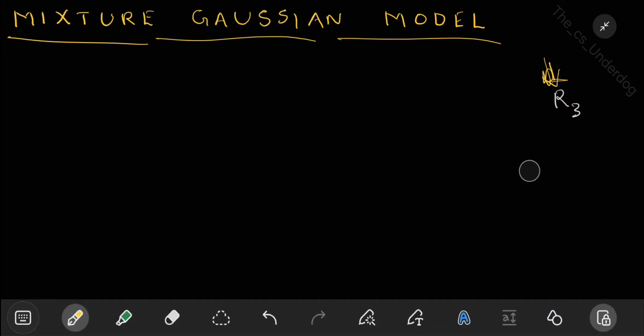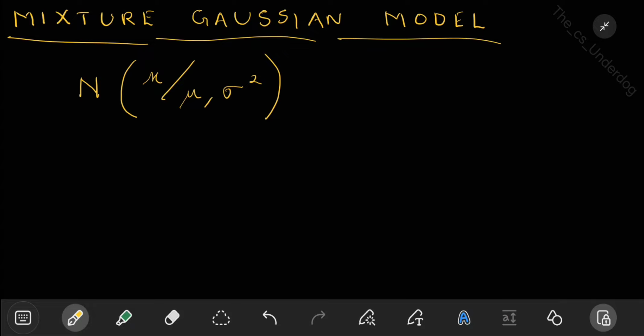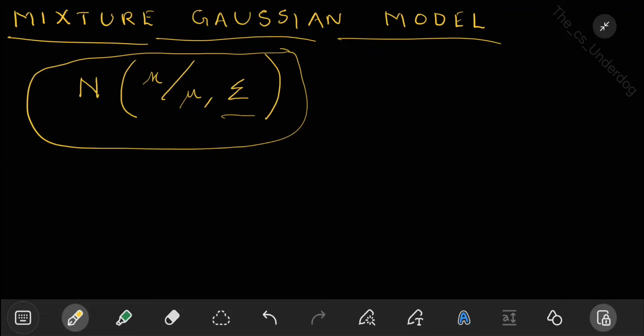For the Gaussian model, this is how the equation looks. Normally you write a Gaussian distribution like this: N of x given mu and sigma squared. Here sigma squared is the variance. Instead of variance, you sometimes use the covariance matrix, that is sigma. Using the covariance matrix and the mean as the parameters, you will be able to approximate it using a Gaussian distribution.